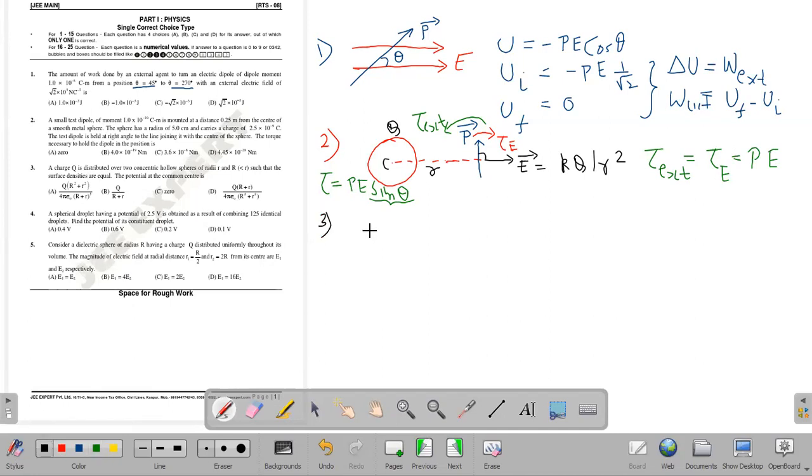Third question. A charge Q is distributed over two concentric hollow spheres of radii small r and capital R. Okay. So there are two concentric spherical shells. One has a radius of small r, the inner one, and the outer one has a radius of capital R.